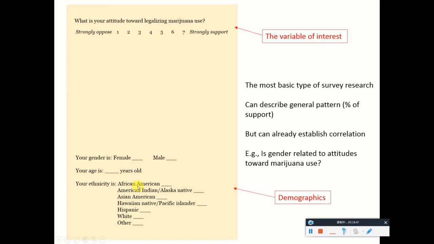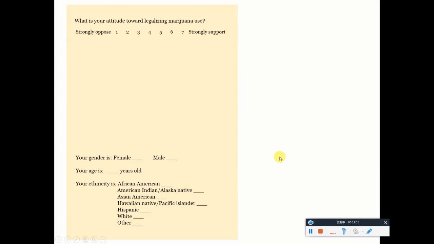Or which ethnic group is most or least supportive of legalizing marijuana use, right? So these are interesting questions, and by gathering people's information, their values, we can start to answer all these questions. Okay, good.